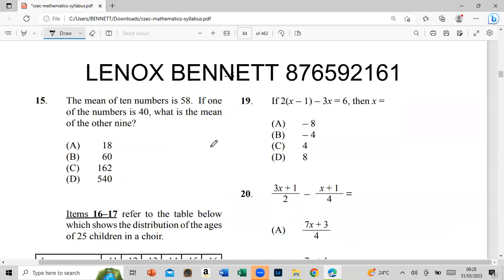The mean of 10 numbers is 58. If one of the numbers is 40, what is the mean of the other 9? The mean of 10 numbers is 58, so the aggregate will be 580, right? And if you minus 40 from this, you will get 540. So the other 9 add up to 540. So we can just find the mean by dividing that. 9 into 54, 9 6s are 54. So the answer would be 60.